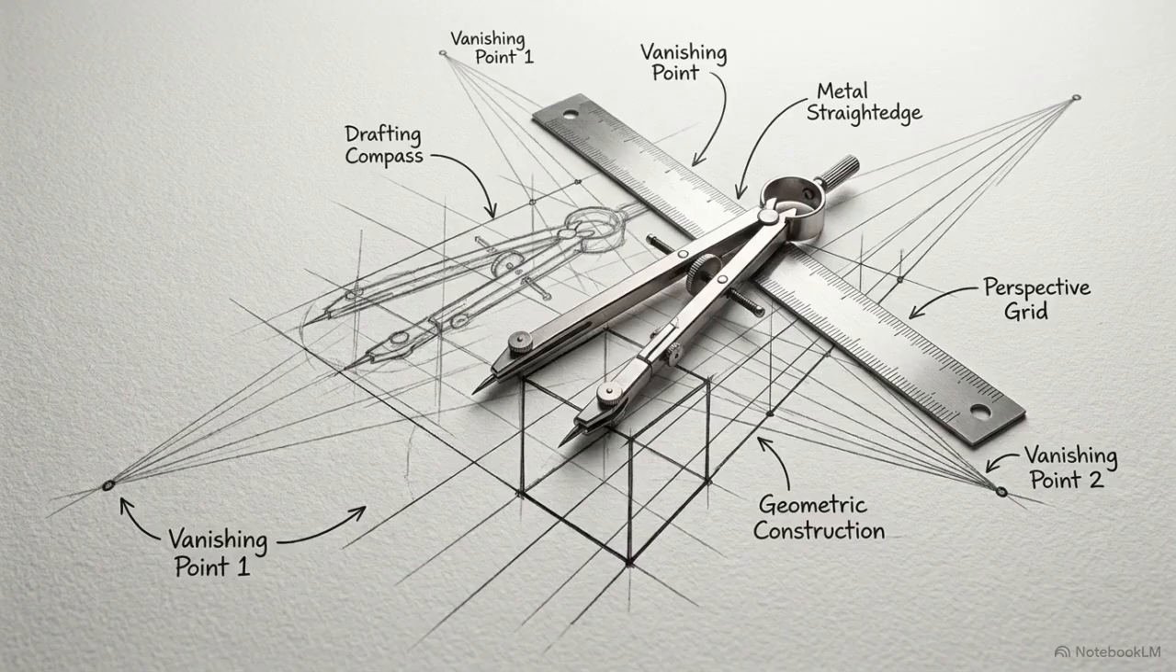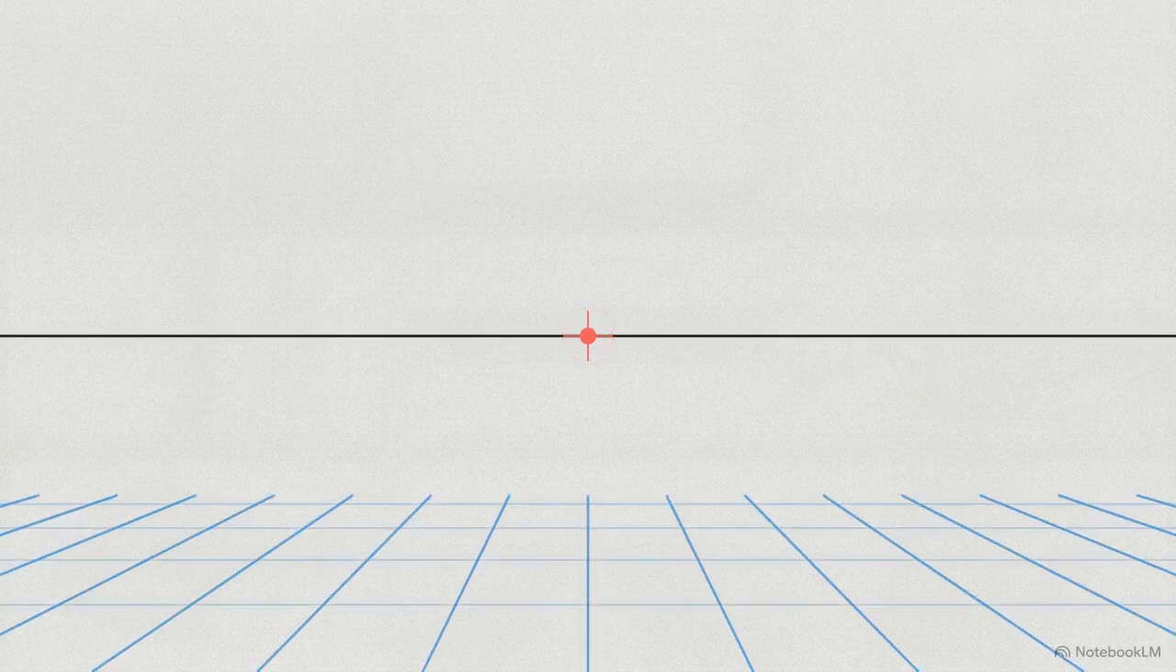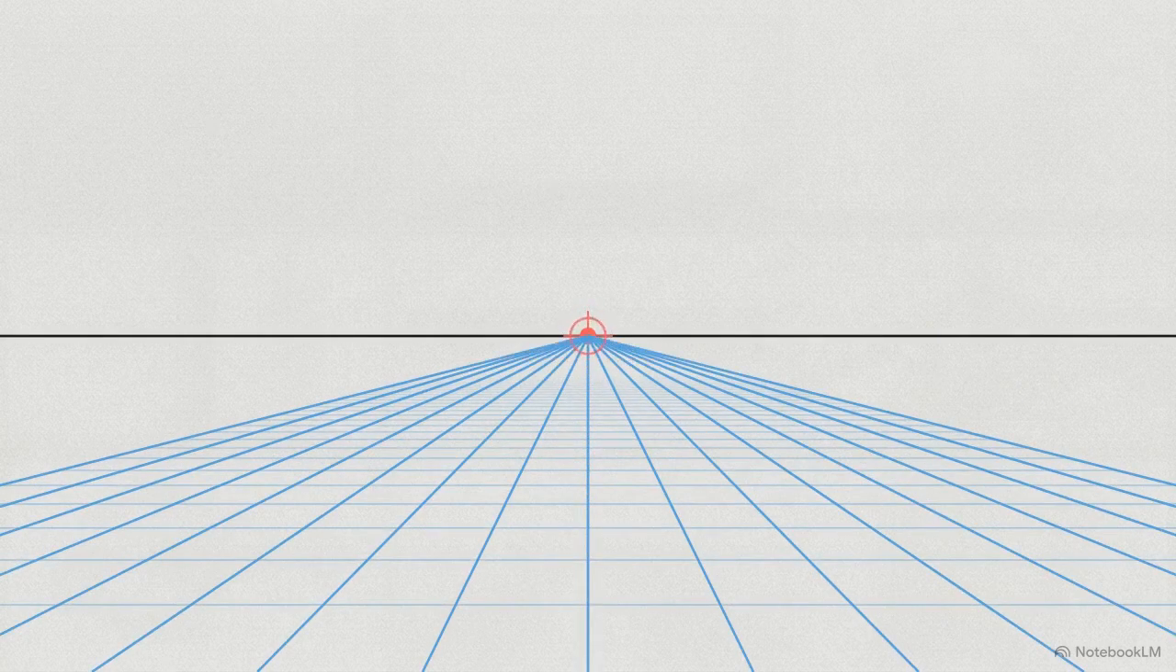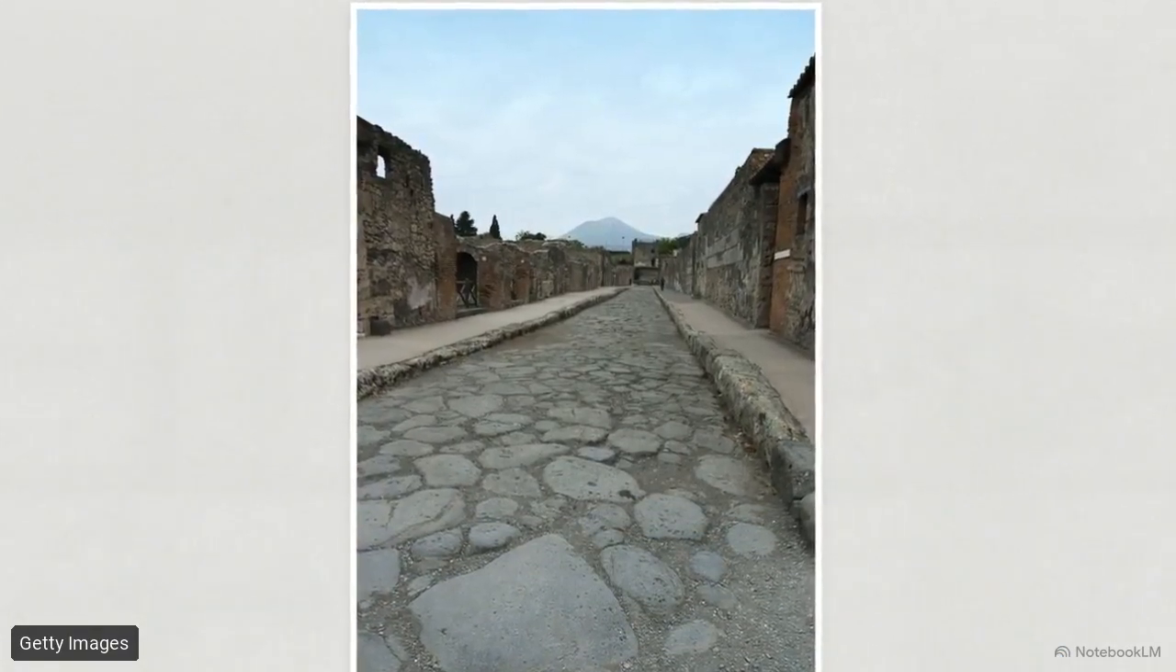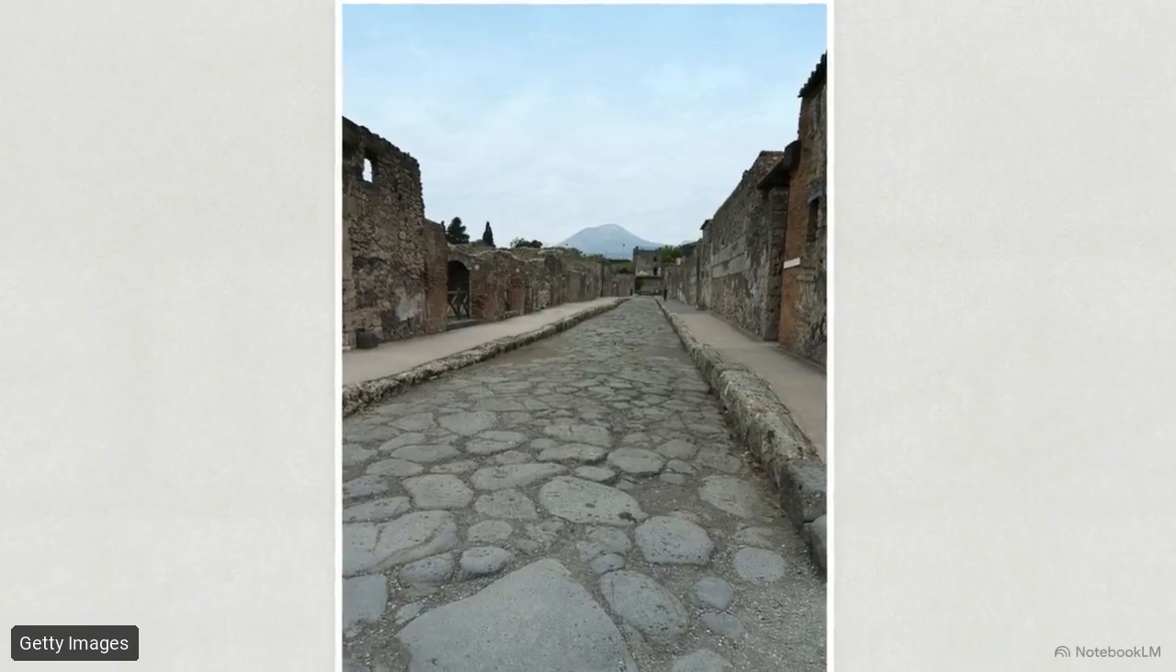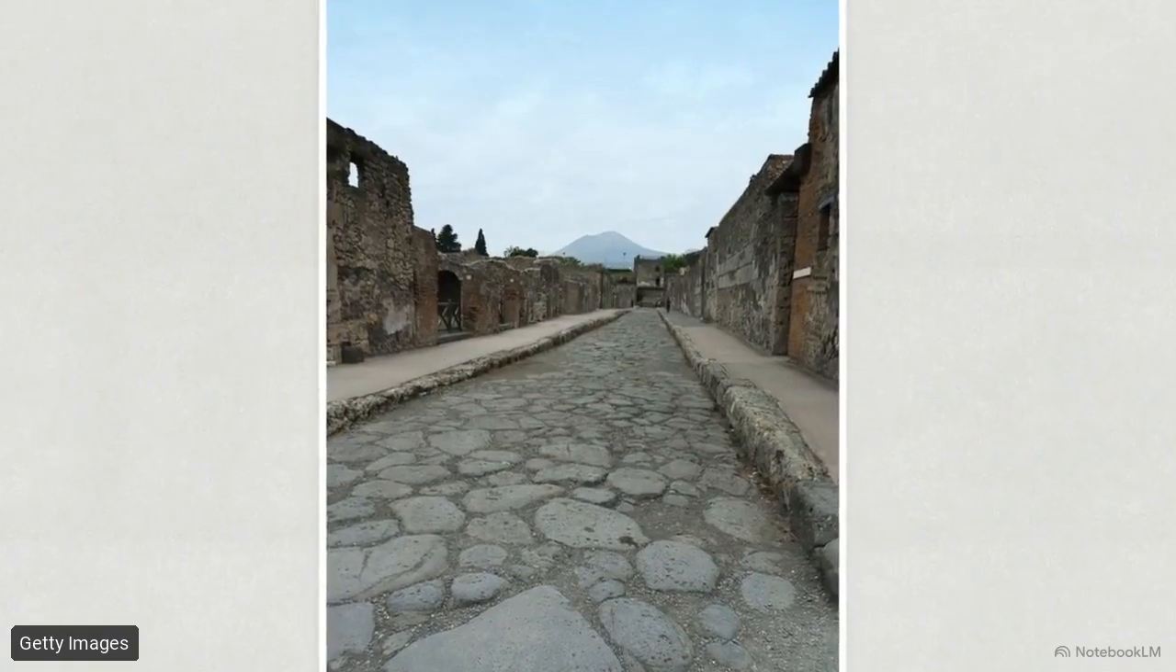Linear perspective provides the geometric framework necessary to simulate deep space on a two-dimensional surface. It functions through the vanishing point. Parallel lines drawn across the field must converge at a single coordinate on the horizon. This mathematical convergence is visible in real-world architecture. The lines of this cobblestone street trace directly to a vanishing point at the mountain's base.